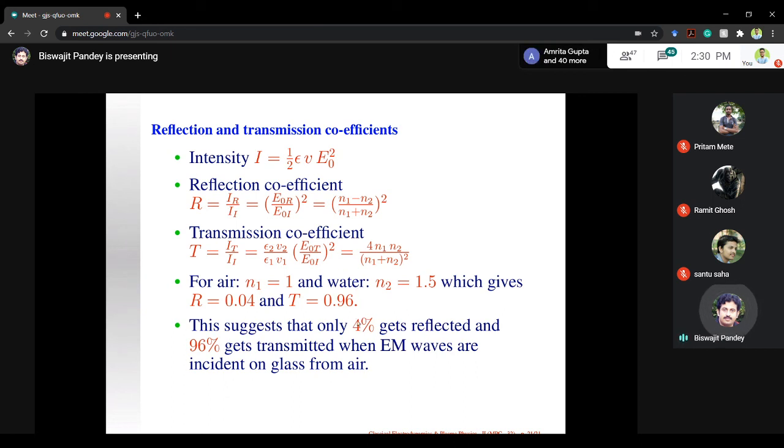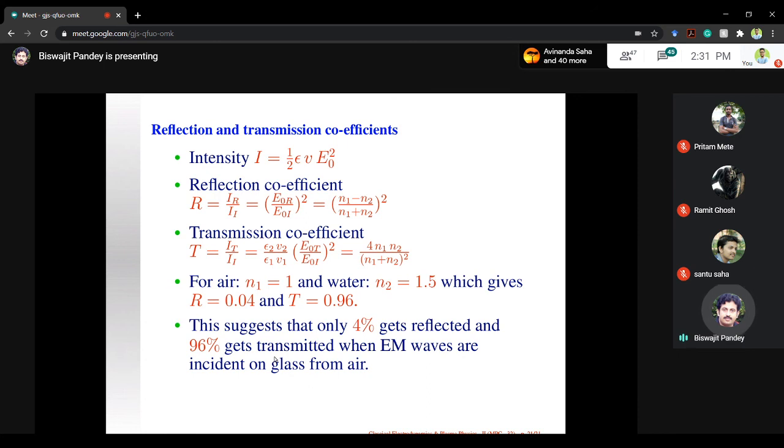So this is not water, it's glass, right? N1 equals 1 for air, and for glass, sorry, this will be for glass, normally 1.5 will be N2. So if we consider air and glass, not water, sorry, then you expect that only 4% of the light should be reflected, and 96% should be transmitted into the second medium. So if I take air and glass as two media and send an electromagnetic wave from air to glass, only 4% gets reflected, 96% gets transmitted.